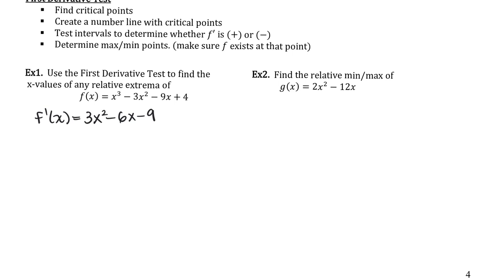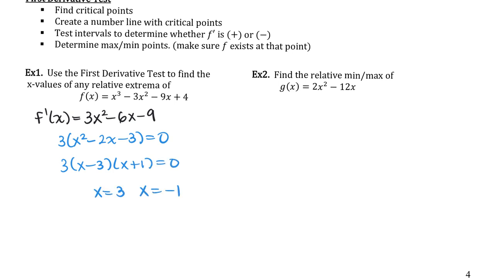And I don't like the 3, so let's factor out the 3 or divide it. I set it equal to 0. So I get x equals 3 and x equals negative 1. What did the question ask? They asked for the x values of any relative extrema. So they want to know whether these are relative minimums or maximums, in addition to knowing the x values.